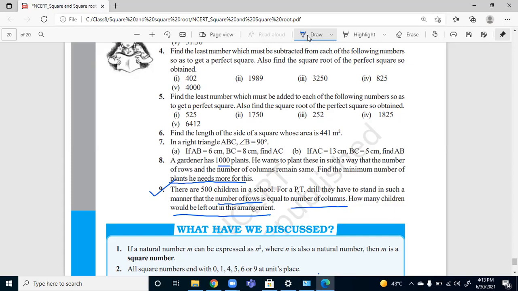So are you able to understand the question? Yes, ma'am. So let's try by long division method again.